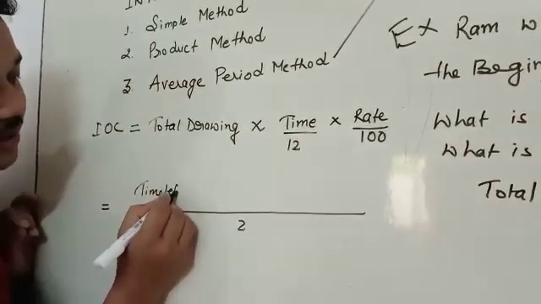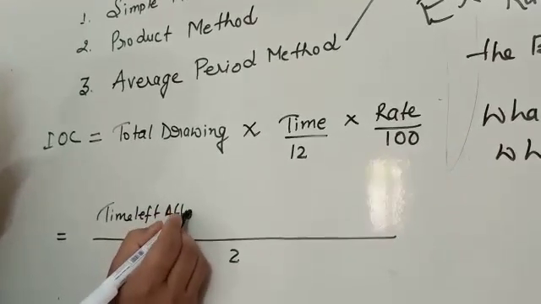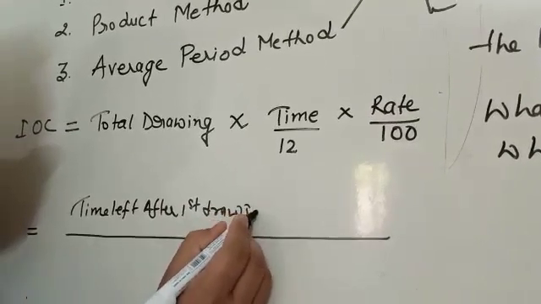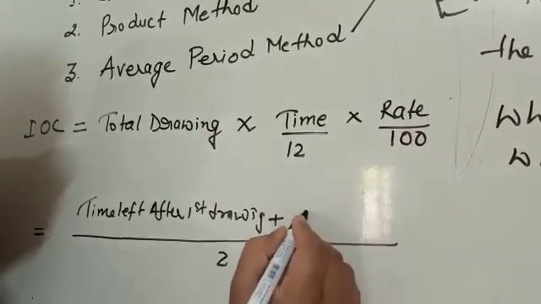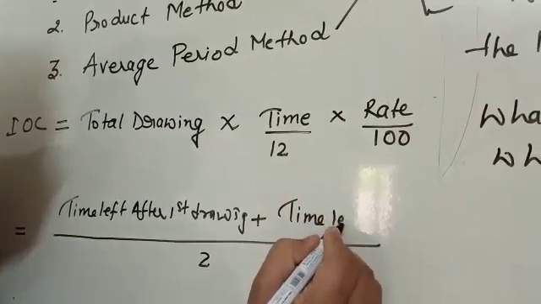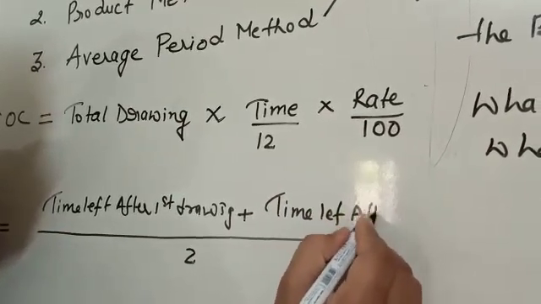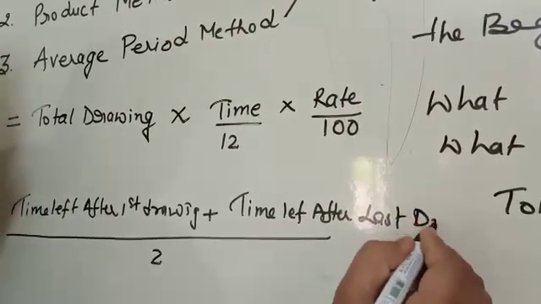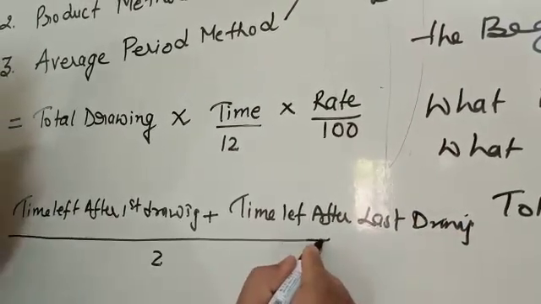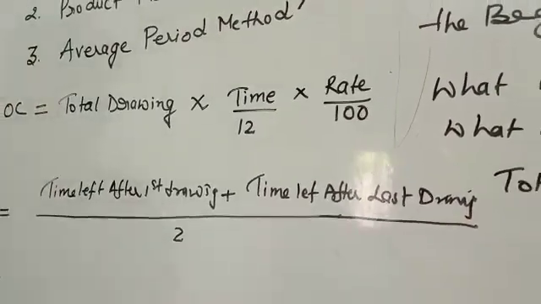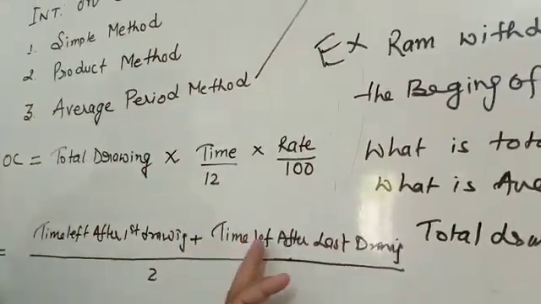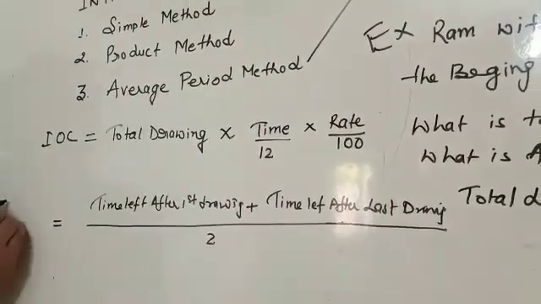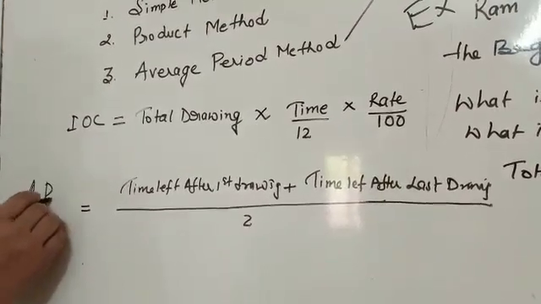Time left after first drawing plus time left after last drawing, upon 2. We are going to calculate average period. Okay.